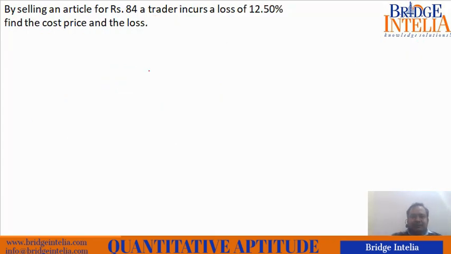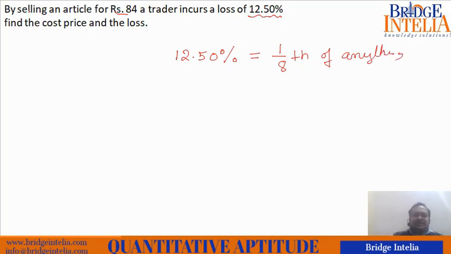By selling an article for rupees 84, a trader incurs a loss of 12.50%. Find the cost price and the loss. Now 12.50% is another standard percentage. So 12.50 is 1/8 of anything. So here what they are trying to say is that whatever you have invested, you lost 1/8 of it.